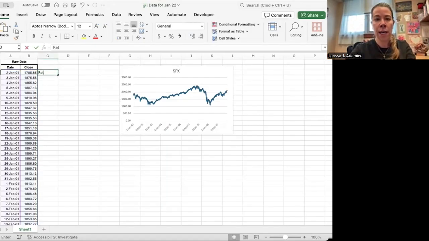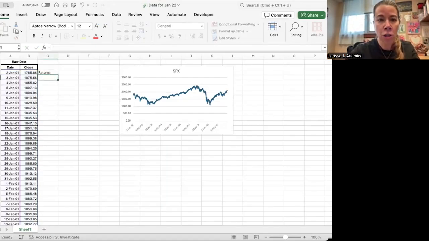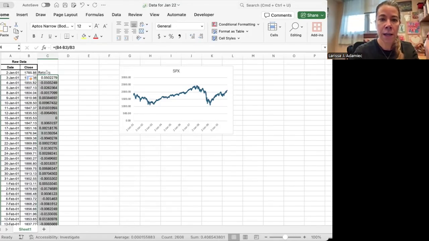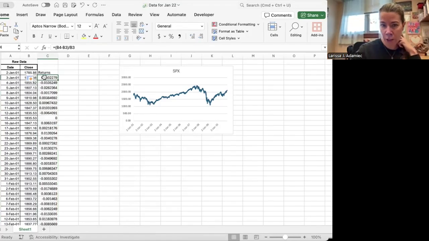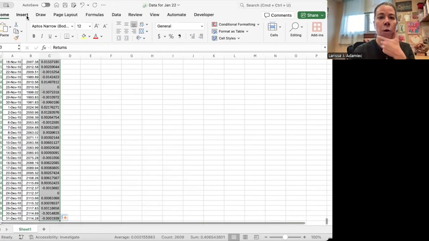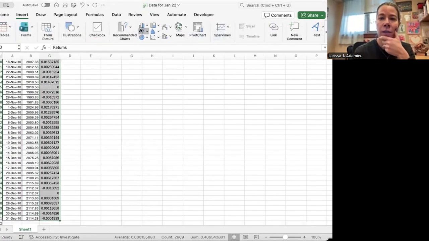So let's go ahead and look at returns. So we'll use a percent return as opposed to a continuous distribution where we use natural log. So we'll use discrete returns. And we're going to go ahead and chart this as well. Let's go ahead and do that.